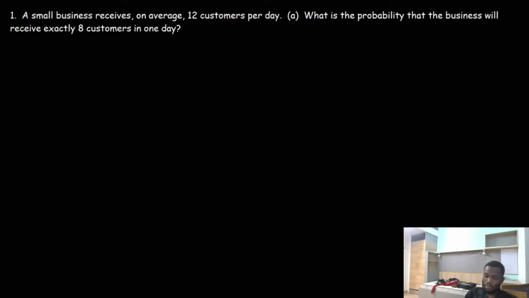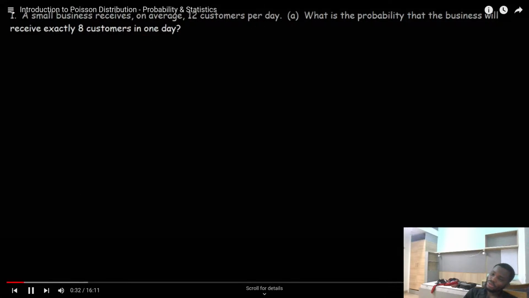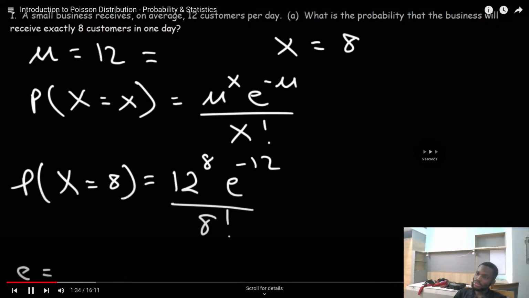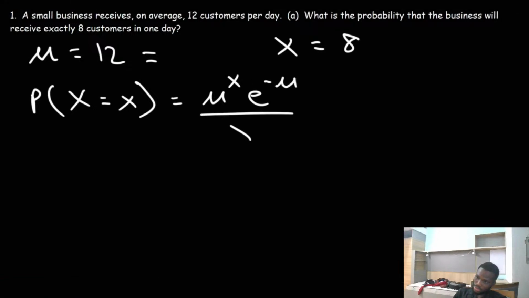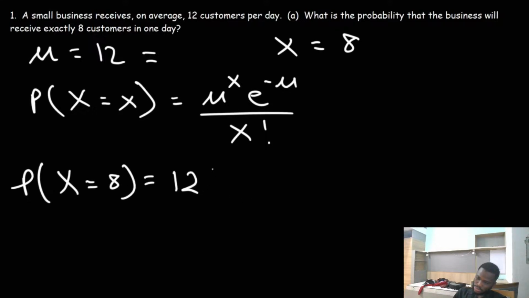So the first thing we want to keep in mind is that the time interval is the same. It doesn't change. The formula is mu raised to the x, e to the negative mu, divided by x factorial. So let's replace lowercase x with 8. So this is going to be 12 raised to the 8, e to the negative 12, divided by 8 factorial.